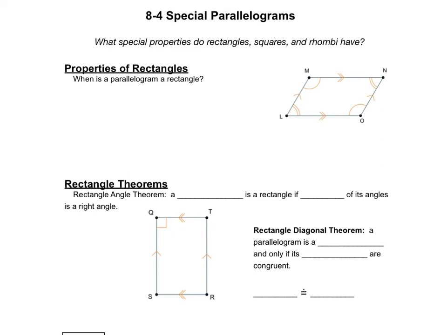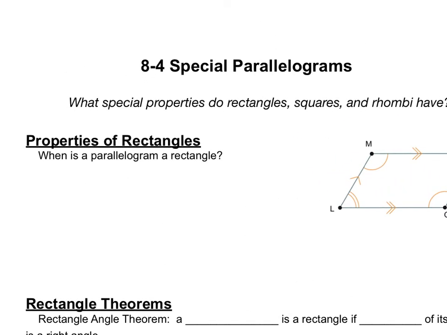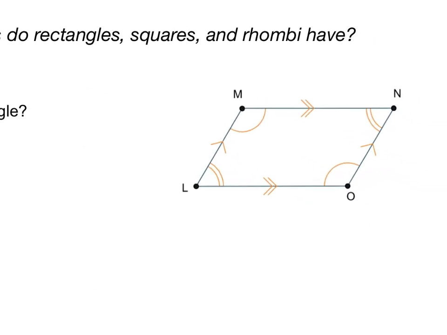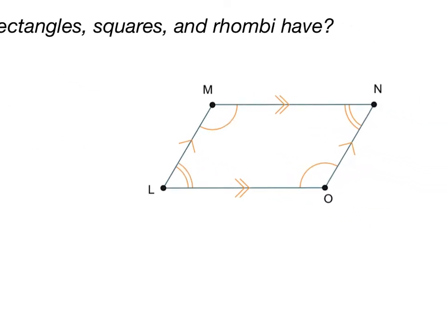As we continue talking about parallelograms, let's talk about the special parallelograms and their relationships. In doing that, let's think of what the properties of our parallelograms are. As we look at this parallelogram, we want to remember that we have two sets of parallel opposite sides. We have congruent opposite angles, and those are some of the key properties of a parallelogram.